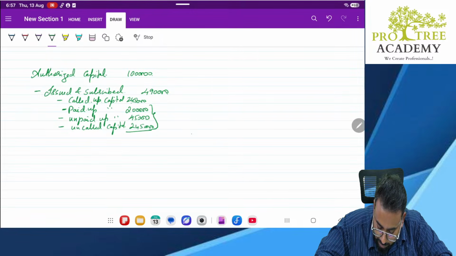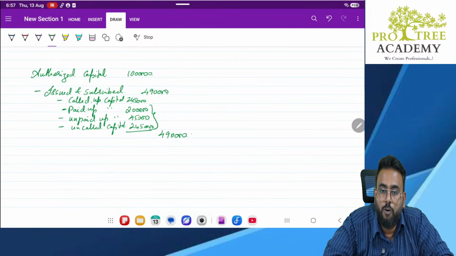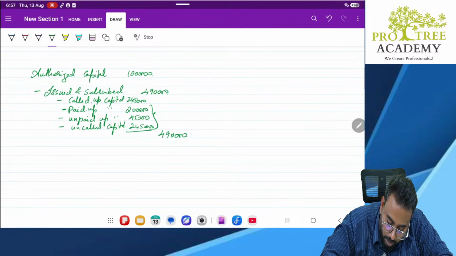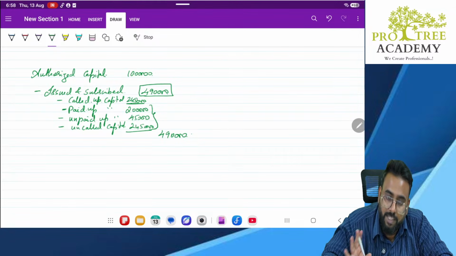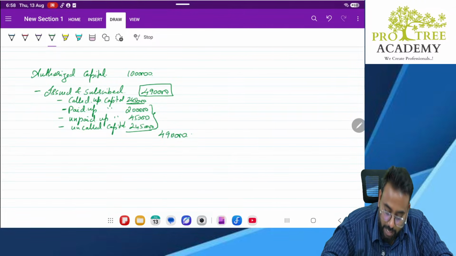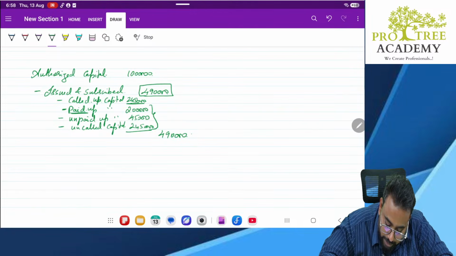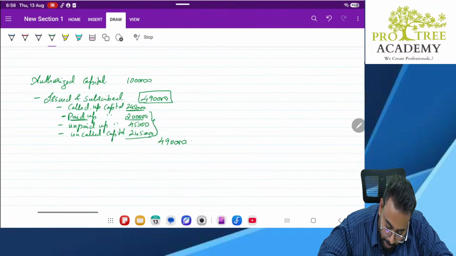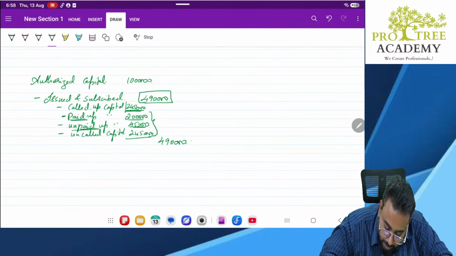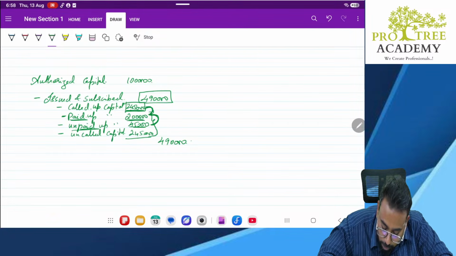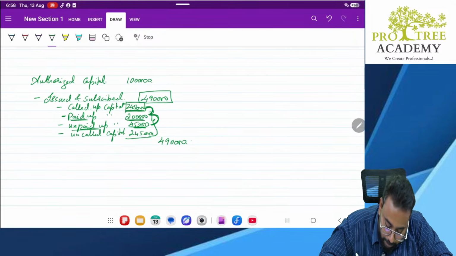Total of these three is 4,90,000. See, 4,90,000 is what I have issued and subscribed, out of which I have called for 2,45,000. Yes, sir. Out of which, how much is paid? 2 lakhs, sir. How much is unpaid? Sir, unpaid is 45,000. So, this 2,45,000 is getting bifurcated this way: 2 lakh paid, 45,000 unpaid.